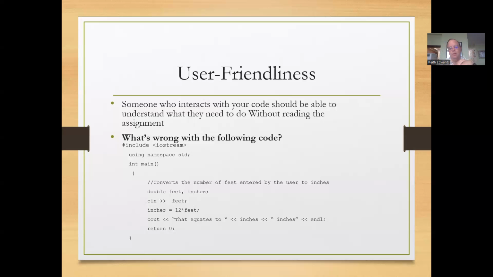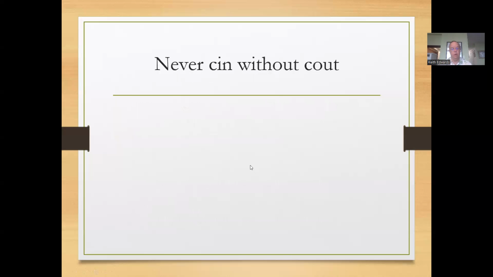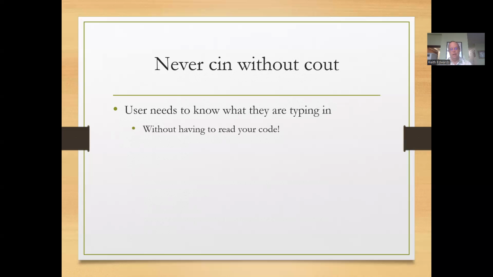And afterwards, it tells you how many inches, and you didn't even know you entered feet. It could have been miles, or it could have been meters. Nobody really knows when they're running that program what is expected of them. There's a comment there that tells the programmer what it's doing, but it doesn't tell the user. So you want it to be user friendly as well. So in general, don't do cin without doing cout to indicate to the user what they're typing in. And again, this is for the end user. Not everyone is going to actually read the code.